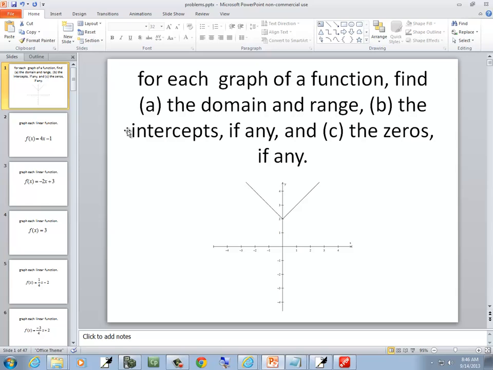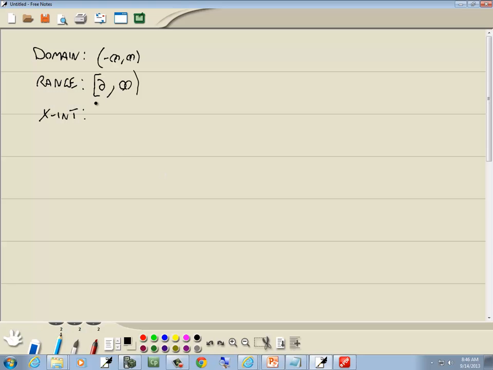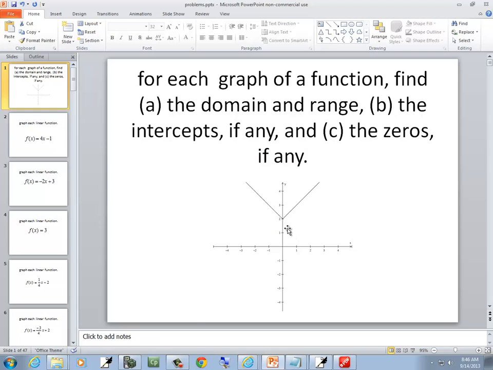Now x-intercept is where it crosses or touches the x-axis. It doesn't cross or touch the x-axis, so there is none. Now y-intercept is where it touches or crosses the y-axis. Now I know you can't see this real well, but this is 0, 2.